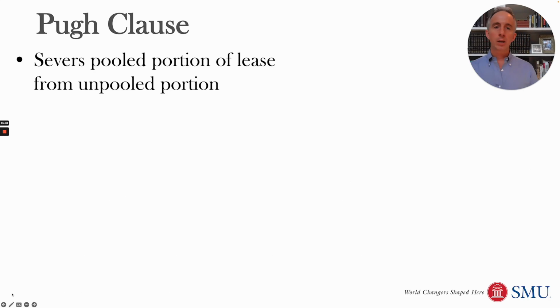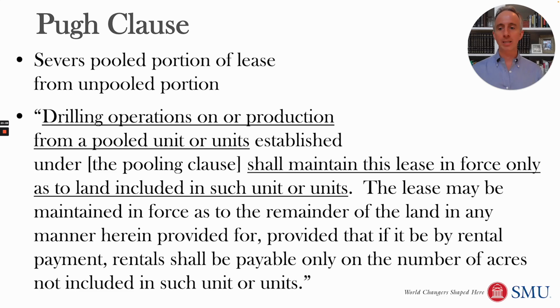A Pugh Clause says, you know what? If you pool in just a portion of my unit, that's fine. Just give me the rest of the lease back. So here's an example. Pugh Clause: drilling operations on or production from a pooled unit or units established under the pooling clause shall maintain the lease in force only as to land included in such unit or units. The lease may be maintained in force as to the remainder of the land in any manner herein provided for, provided that it be by rental payment. Rentals should be payable only on the number of acres not included in such unit.